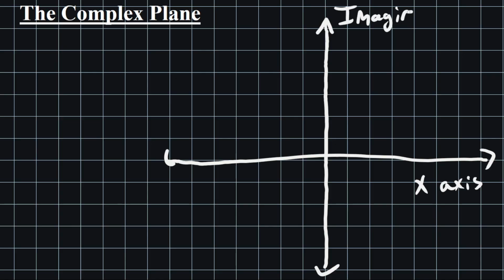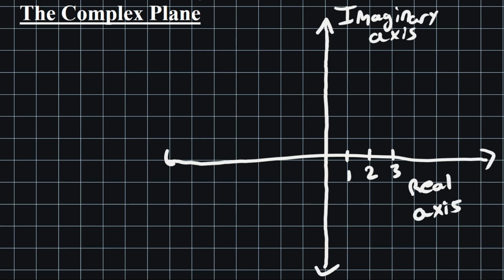So imaginary axis. And this x-axis would actually be our real axis. So real axis. Okay, and then let's go ahead and start labeling it. So our real axis we would label the same way as we would with a regular plane.